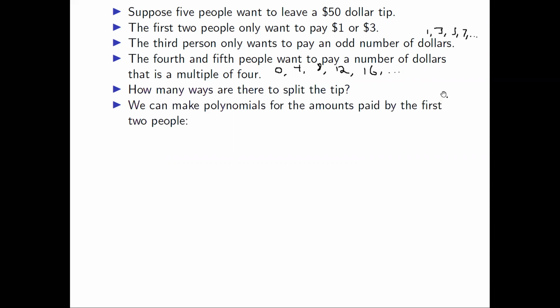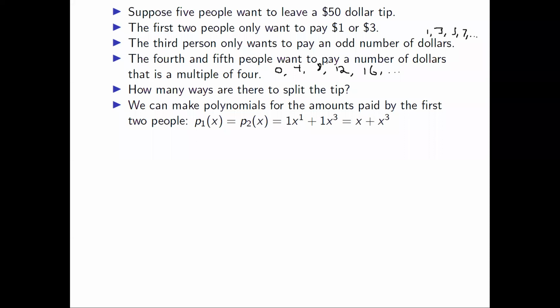So we're going to use generating functions again. And that means we need to build some polynomials. We're going to make polynomials for each person again. And since the first 2 people have the same rule about the tip, each of them is only willing to pay $1 or $3. They both have the same polynomial. So P1 of x is equal to P2 of x. And they're both equal to 1 times x to the 1 plus 1 times x to the 3.